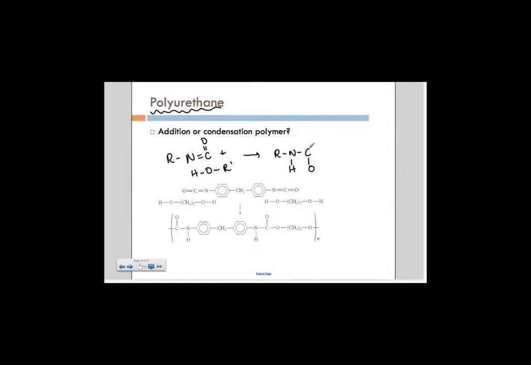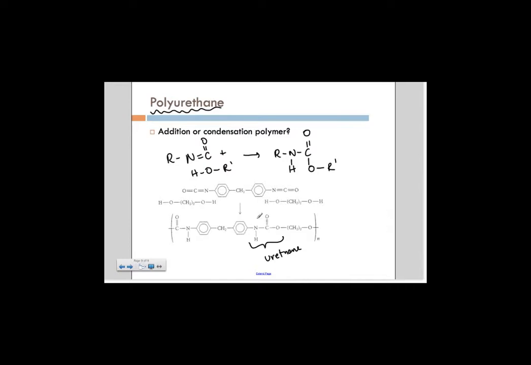Now I can just put the rest of my functional groups on there. The C=O double bond still remains and this R prime still remains. And so this functional group, the NH-C(=O)-O, which is shown down here, is called a urethane bond, or a urethane functional group.